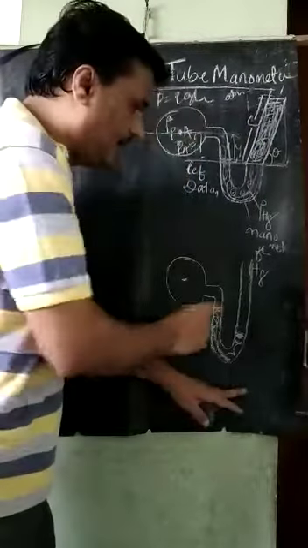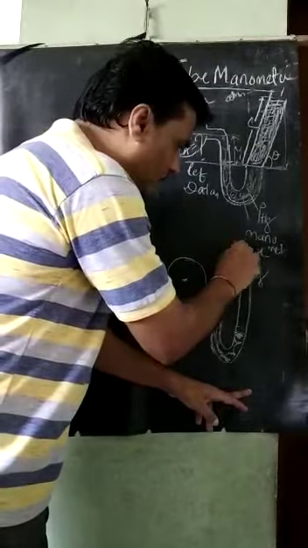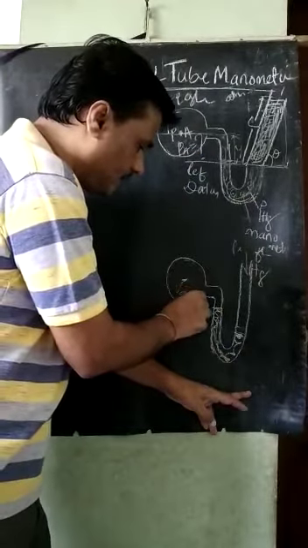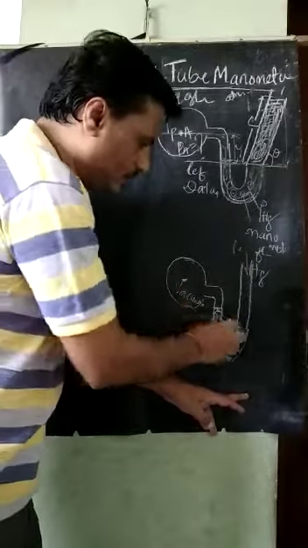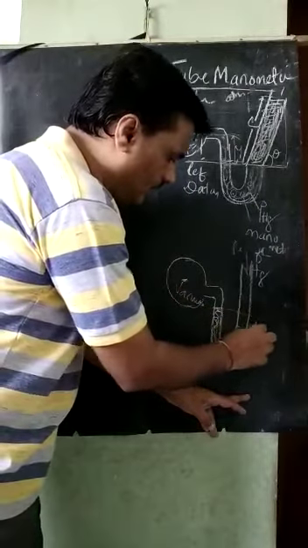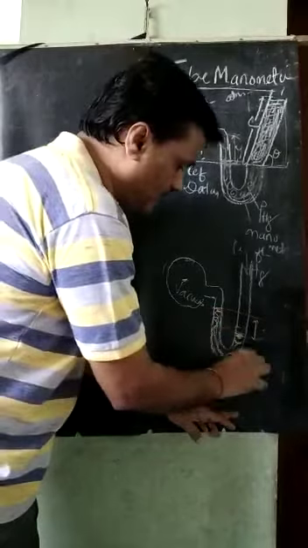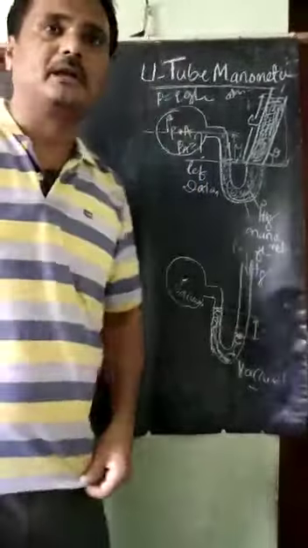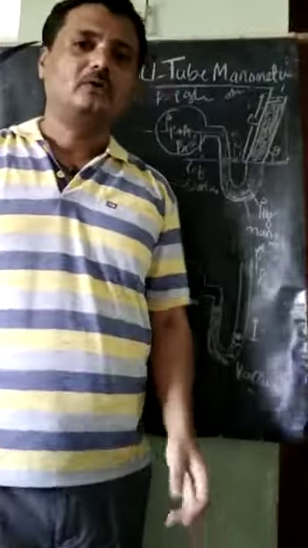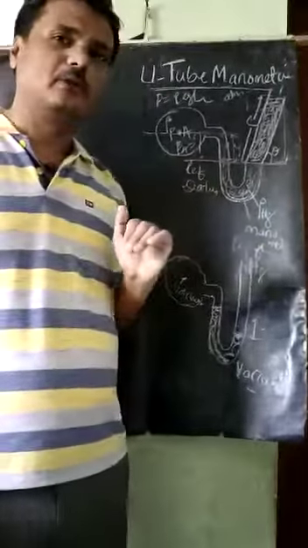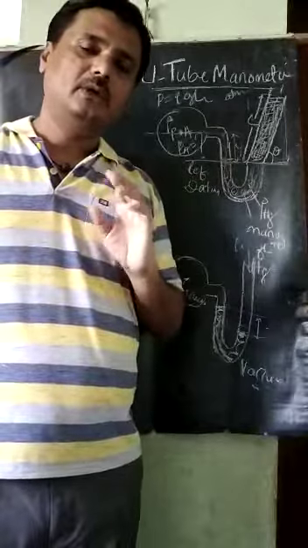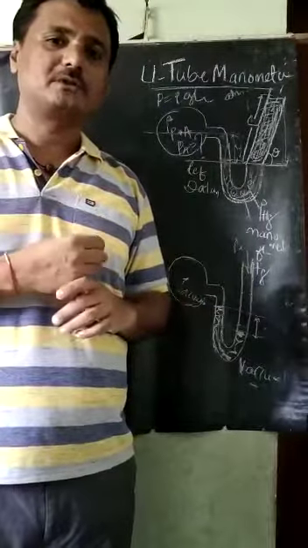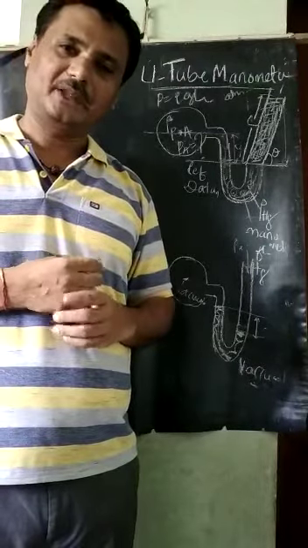Why? Because atmospheric pressure is more, and here there is vacuum pressure in the pipe. So this is the level we can take. This is called a vacuum manometer. So this is about the types of manometers in U-tube. I will continue in the next video lecture, with more information about manometers. Thank you very much.